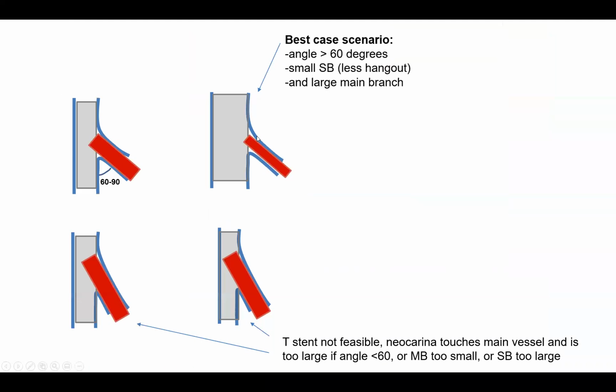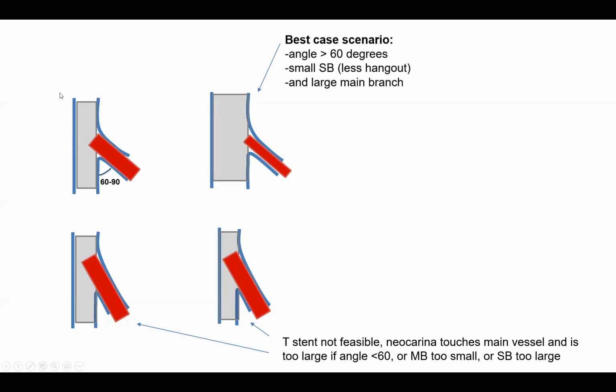I want to show you there are conditions that are necessary for you to be able to do the TAP. So the ideal situation is the sharper that angle, the closer it is to 90 degrees, the better your TAP will work, or the T-stent will work, the less overhang you'll have in the main vessel. But that's not the only feature. So that's why we like to use TAP in vessels that are steep, over 60 degrees, closer to 90 degrees.